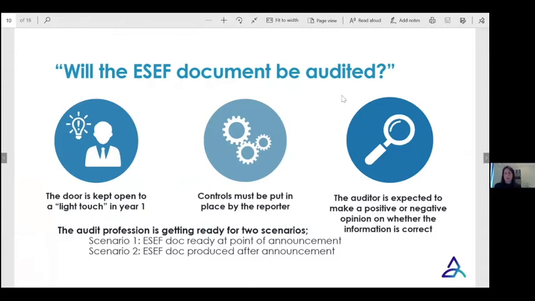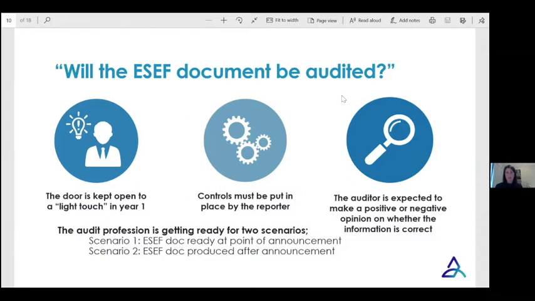So a little bit more about audit. This is a question that I get quite regularly: is the tagging going to be audited? I think it's probably safe to say that this late in the game, considering none of the authorities have come out with a definitive yes or no, the audit firms are assuming that the answer is probably going to be no for the first year.